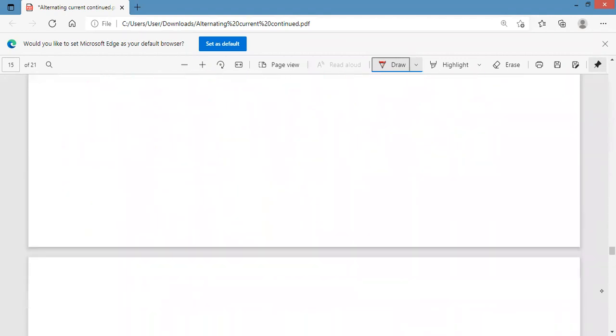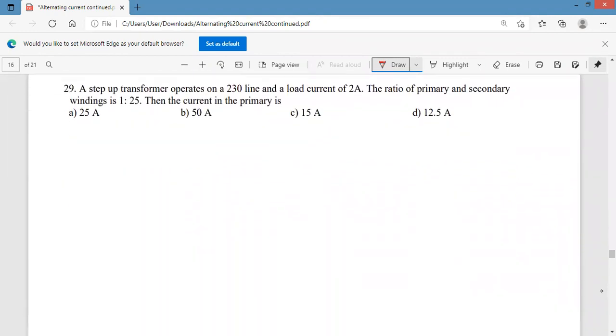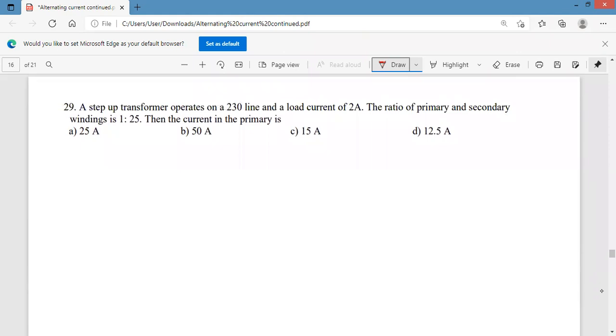The step-up transformer operates on a 230 V line and a load current is 2 ampere. Load current means secondary current. The secondary current is given: IS is equal to 2 ampere.